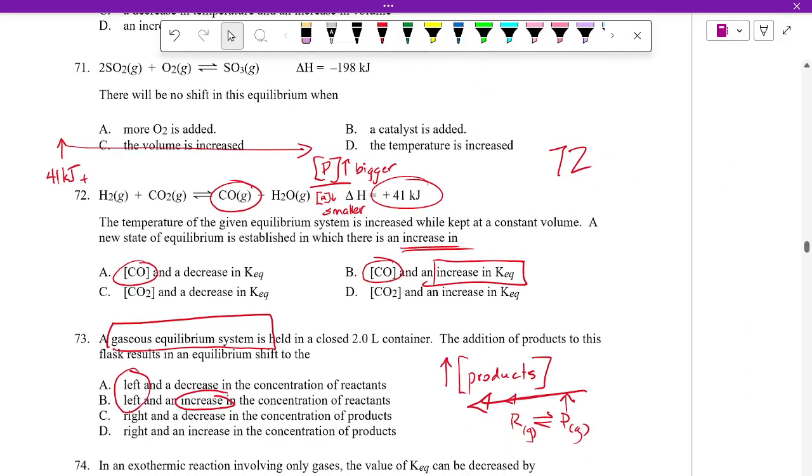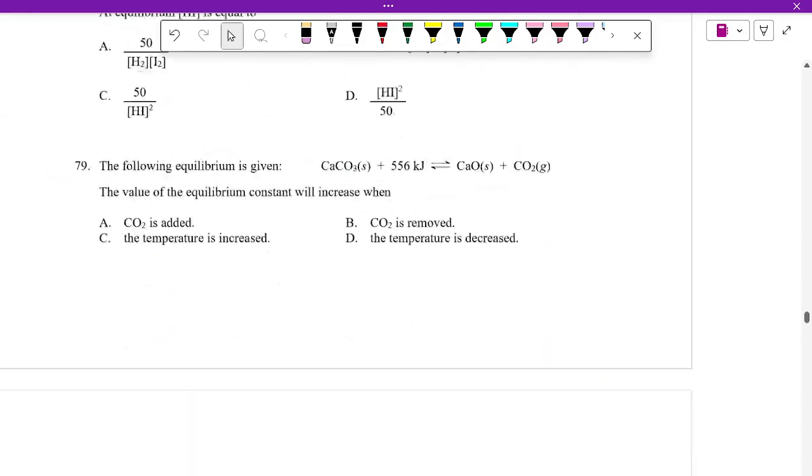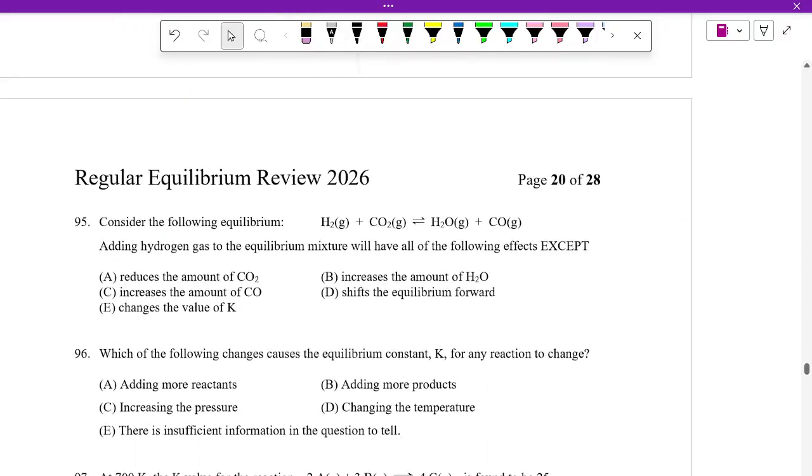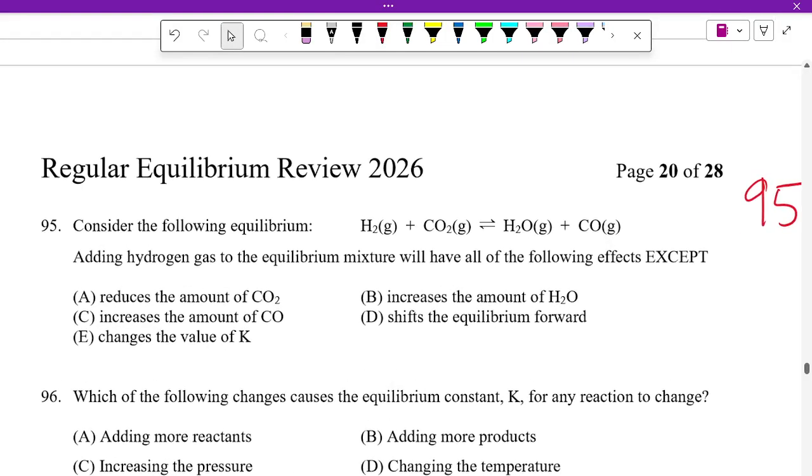Okay, and number 95. Oh, I hate these ones because this is except. So we have to find the one that's not true. Okay. You know what? I found what is not true, but I don't understand why everything else is true. Okay, well, let's find out.